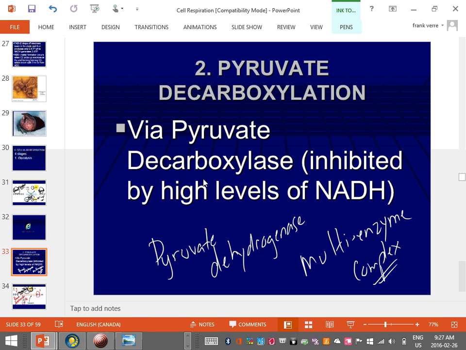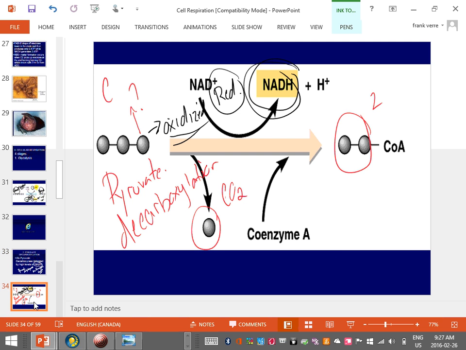You'll notice, by the way, this enzyme is inhibited by high levels of NADH, which makes sense because remember we talked about feedback inhibition? When you have enough of something, you want to stop it. So what is this step trying to make? NADH. If you have enough of it, we want to shut that down, okay?